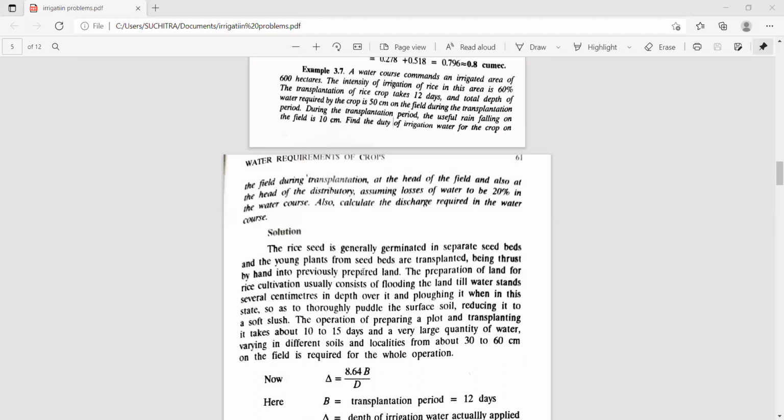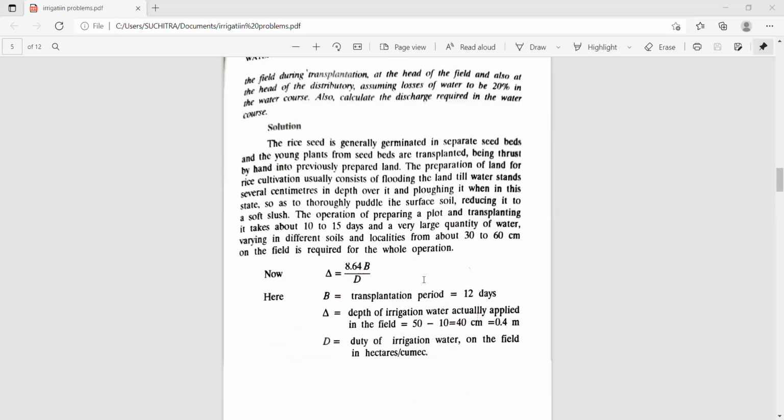So now this is a typical problem where the watercourse commands an irrigated area of 600 hectares, and the intensity of irrigation for rice in this area is about 60%. Now you should see the solution part. The rice seed is generally germinated in separate seed beds, and the young plants from the seed beds are transplanted. Everybody knows how the rice crop is transplanted, so let us not worry about this.